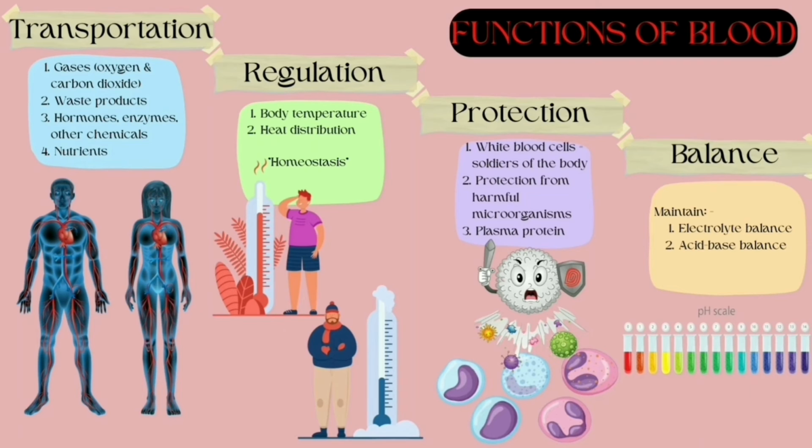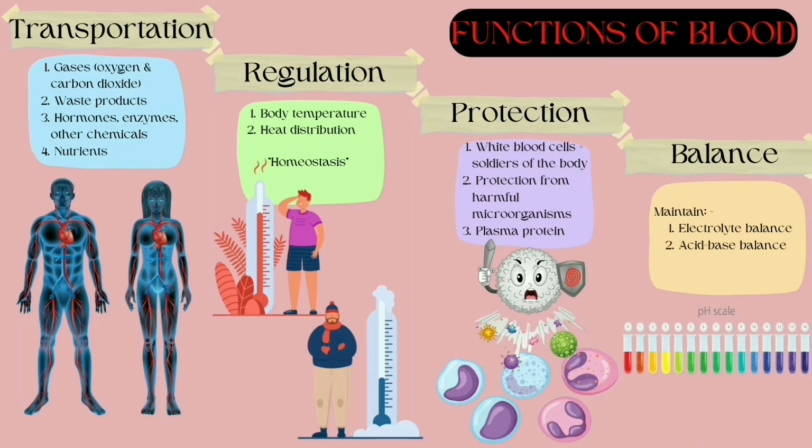Blood helps to regulate our body function and also heat distribution, and thereby maintains our body's homeostasis. So it helps to maintain our internal body temperature by absorbing or releasing heat. The next function of blood is for the protection of the body and also defense against diseases.